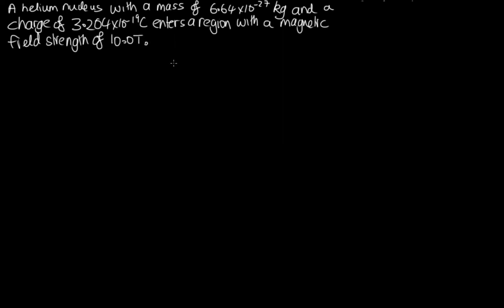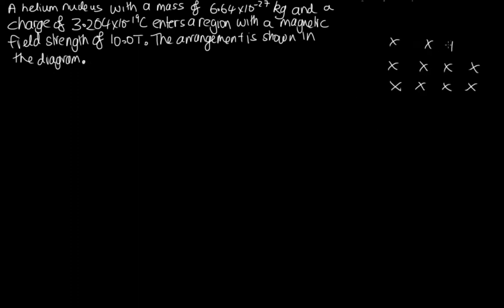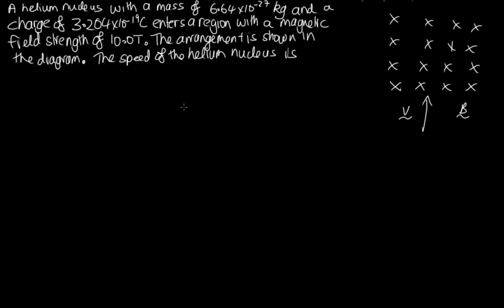The arrangement is shown in the diagram. So here's our diagram. You can see that the crosses mean that the magnetic field is going into the page, and the velocity of our helium nucleus is initially up the page. The speed of the helium nucleus is 3.00 times 10 to the 6 meters per second.